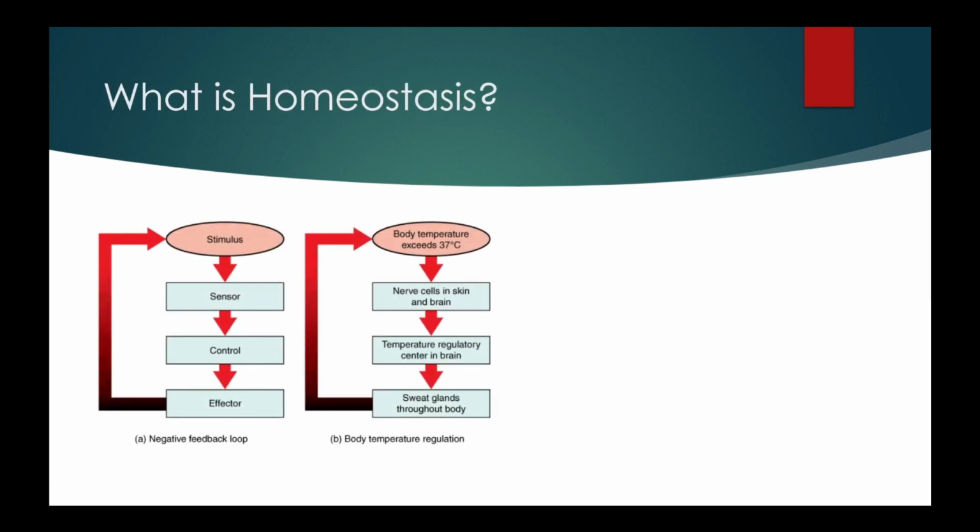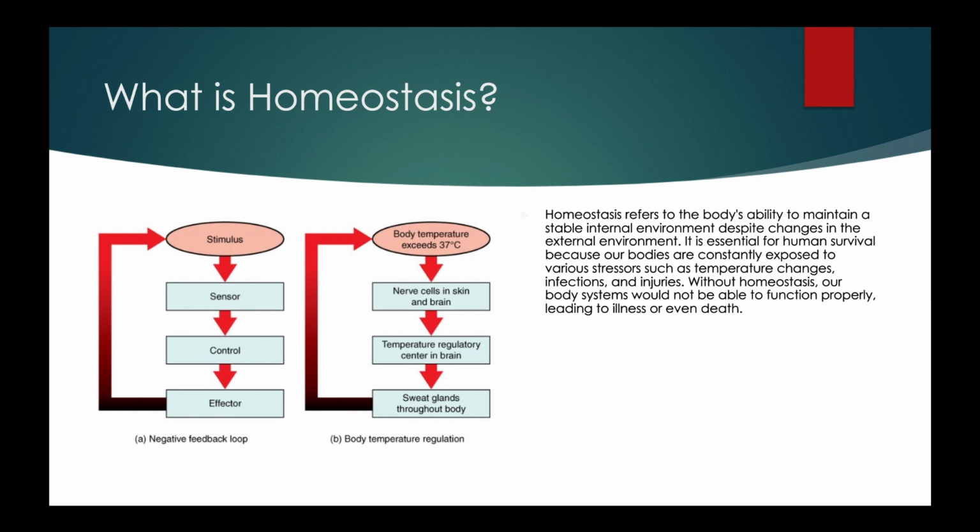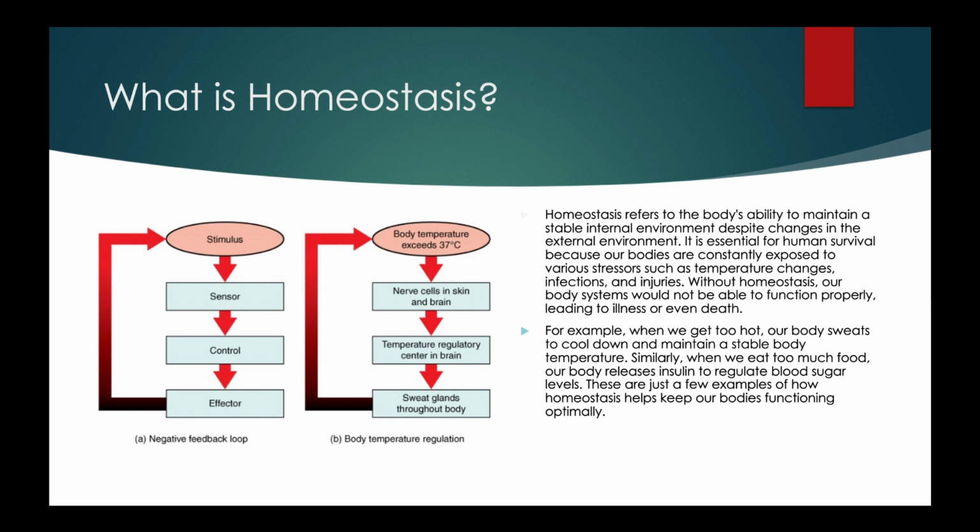What is homeostasis? Homeostasis refers to the body's ability to maintain a stable internal environment despite changes in the external environment. It is essential for human survival because our bodies are constantly exposed to various stressors such as temperature changes, infections, and injuries. Without homeostasis, our body systems would not be able to function properly, leading to illness or even death. For example, when we get too hot, our body sweats to cool down and maintain a stable body temperature. Similarly, when we eat too much food, our body releases insulin to regulate blood sugar levels. These are just a few examples of how homeostasis helps keep our body functioning optimally.